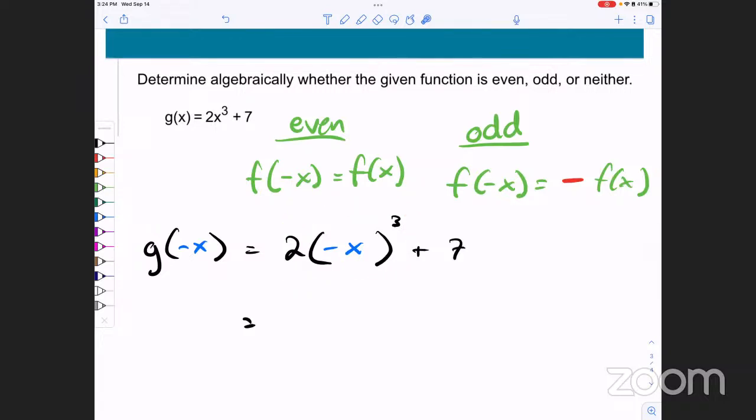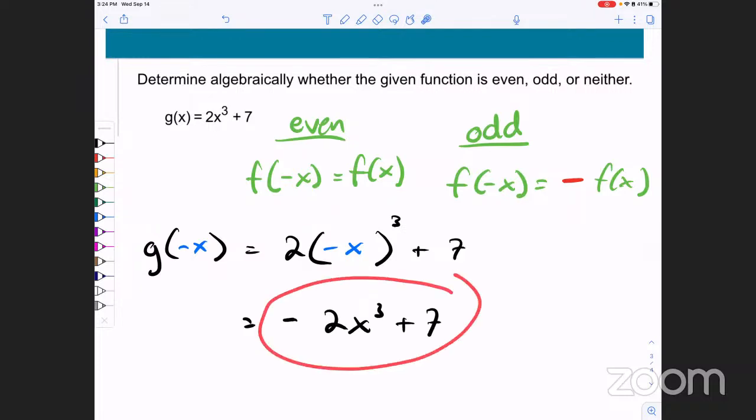So then let's do it like this: negative 2x cubed plus 7. Then we ask ourselves, is this the original? We should say no. And even if we factor out a negative 1, we can't get back to negative times the original. Let me think about it. So this should be an example that's neither even nor odd.